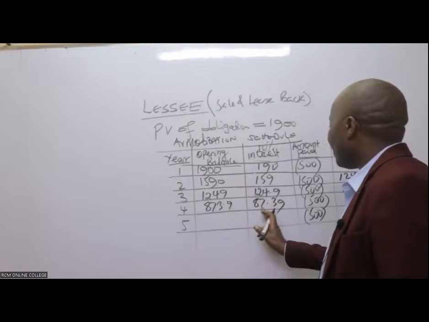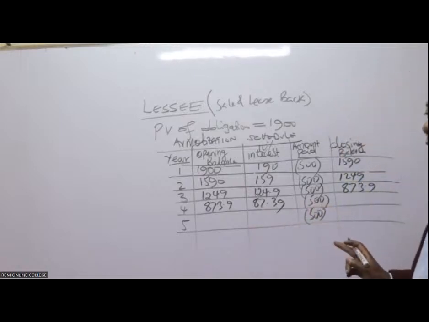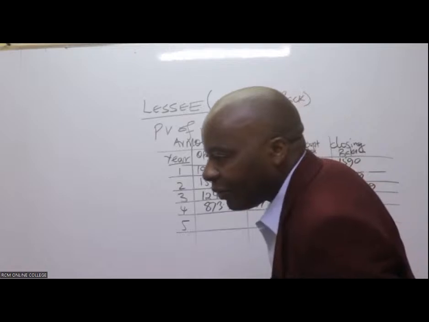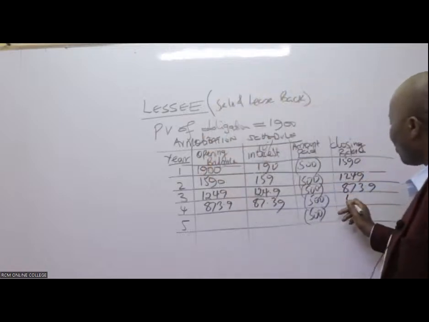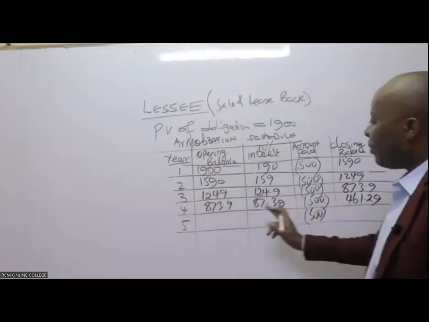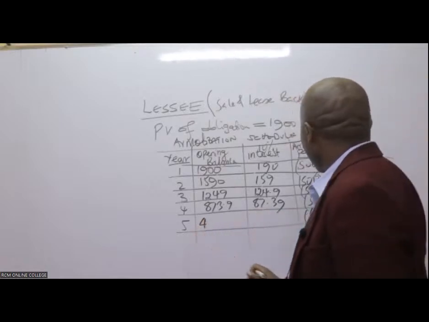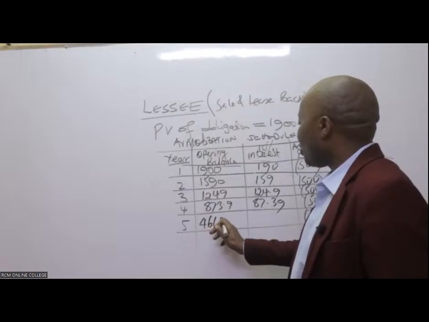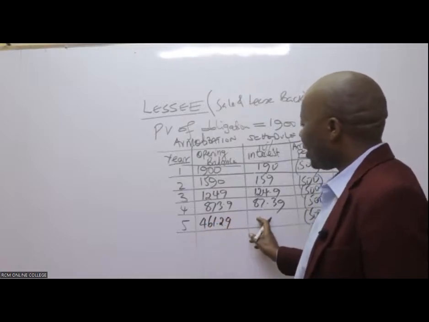So this plus 87.39 minus 500 gives me what figure? I'm being given here 461.29. So this is what I bring here. 461.29. 10% of it is interest.